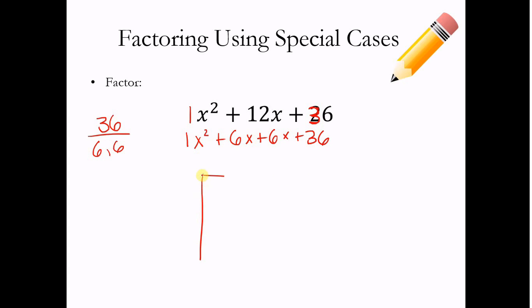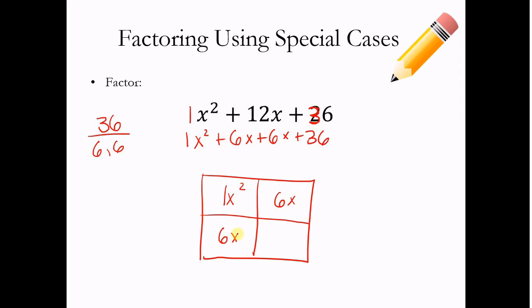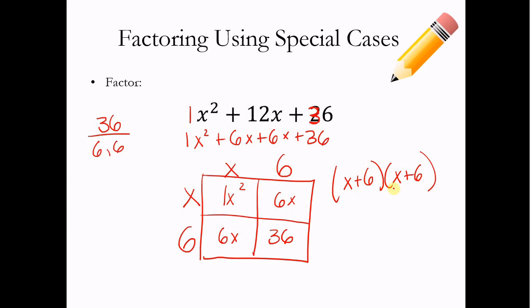So if I box that, I'm going to get an x and an x going across, right? X times 6 is going to give us 6x, and 6 times 6 is 36. So I can write this as x plus 6, x plus 6. But remember, x plus 6 times x plus 6 is technically x plus 6 squared. Not much different than AC method.